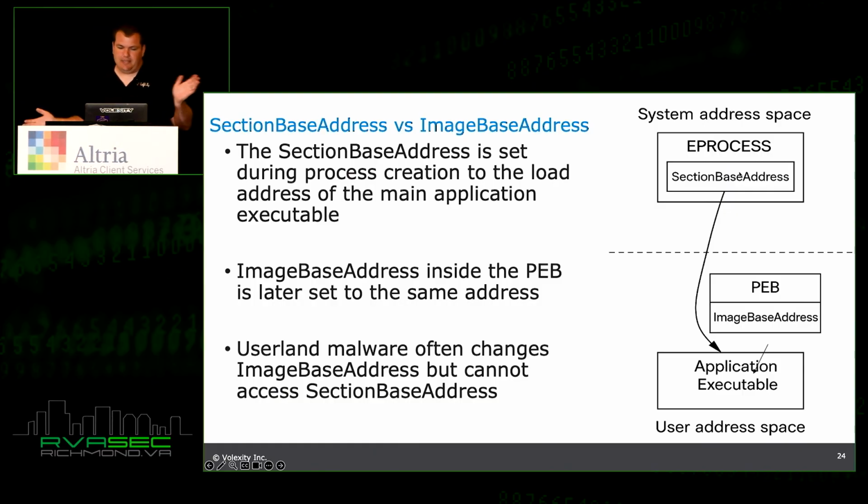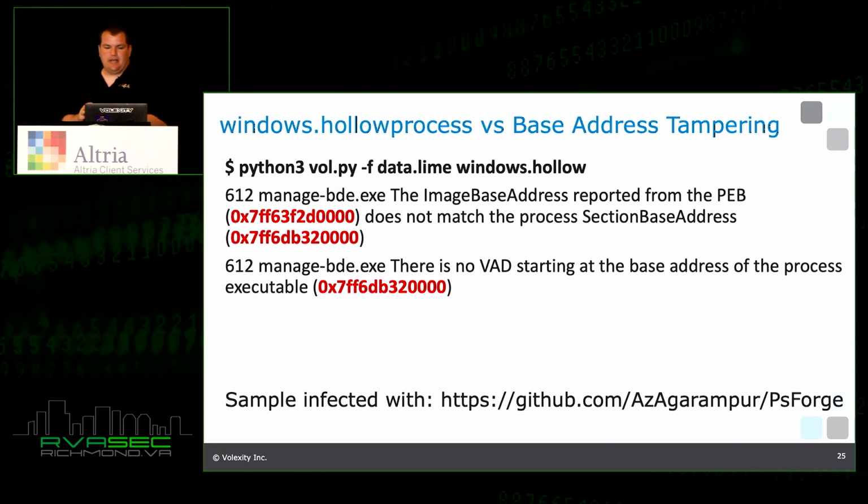So this was the easiest check to add to the plugin. You just enumerate every process, and you say, hey, does the section base address in the kernel point to the same address as the image base address in userland? With legitimate code, they 100% of the time will always be the same exact value. With process hollowing, they will always be different, or 99% of the time they'll be different. So we detect that as well.